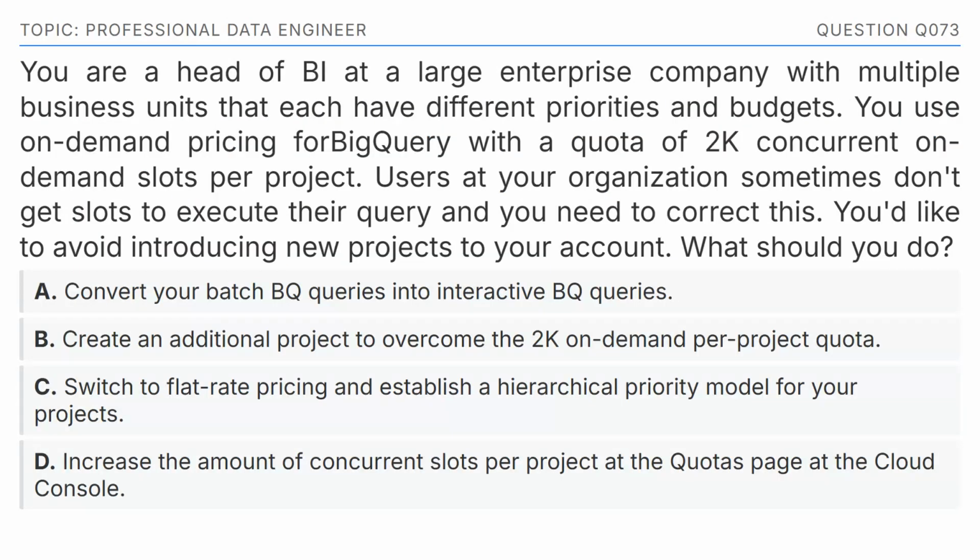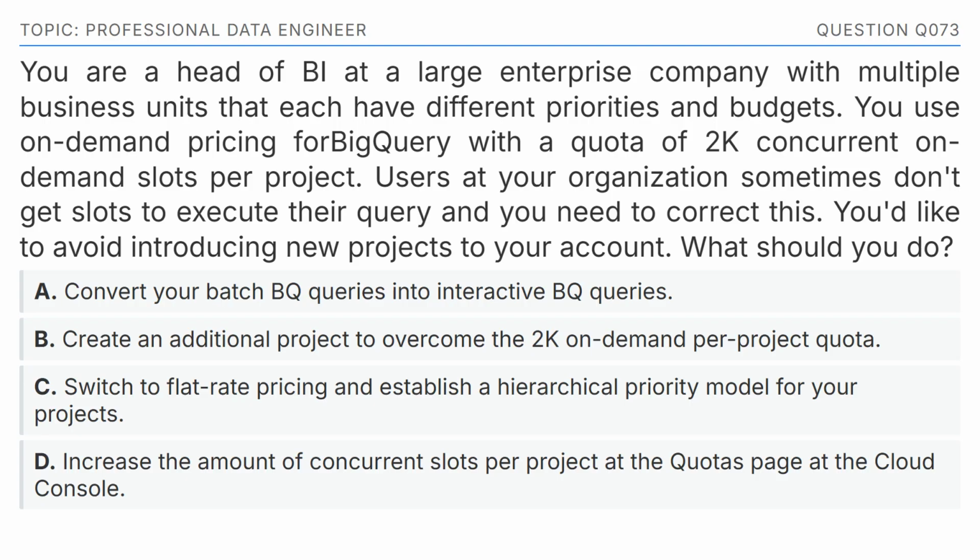You are a head of BI at a large enterprise company with multiple business units that each have different priorities and budgets. You use on-demand pricing for BigQuery with a quota of 2K concurrent on-demand slots per project. Users at your organization sometimes don't get slots to execute their query, and you need to correct this. You'd like to avoid introducing new projects to your account. What should you do? The options are: Option A, convert your batch BQ queries into interactive BQ queries.